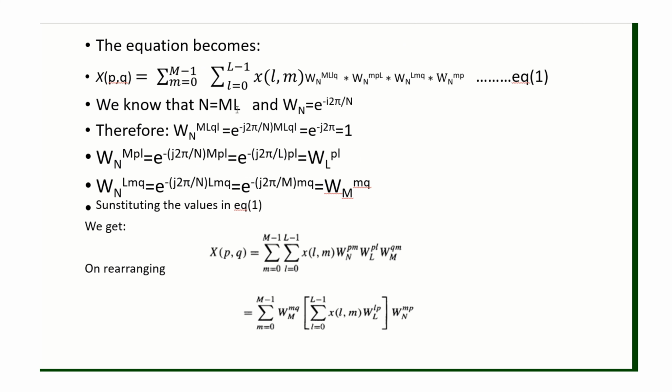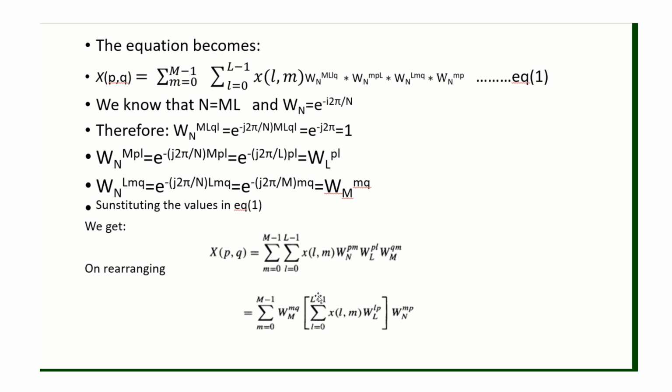So we already know N equal to Ml and m equal to N by l and l equal to N by m, and omega N is nothing but e power minus j 2 pi by N. So therefore, omega N power Ml ql can be represented as Ml is represented as N and N and both are cancelled. We are going to get e power minus j 2 pi, that is equal to 1. Now omega N power mpl we will get like this, and omega N power lpq we are going to get like this. After substituting all these values in the equation 1, we are going to get the equation as follows. On rearranging these terms, we are going to get the equation as follows.